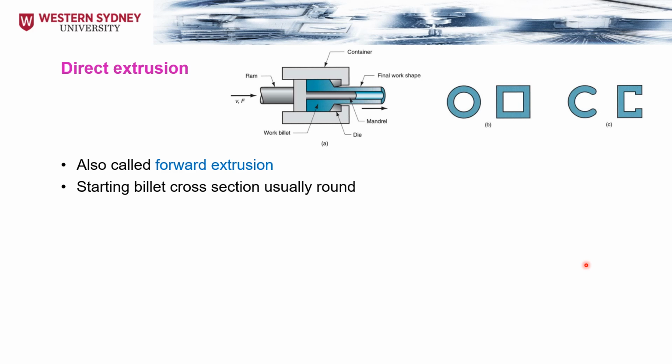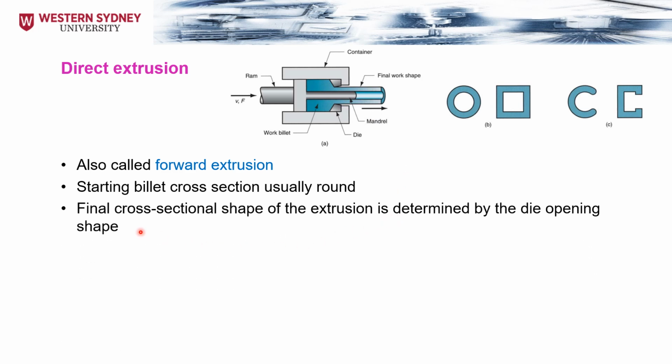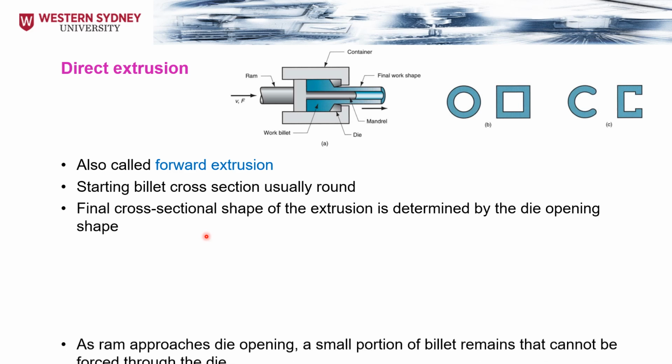The direct extrusion is sometimes called the forward extrusion because the specimen is going to leave in the same direction as the movement of the ram. The starting pellet cross section usually is going to be round, but the output is going to depend on the die opening. The final cross section shape of the extrusion is going to be determined by the die opening shape.